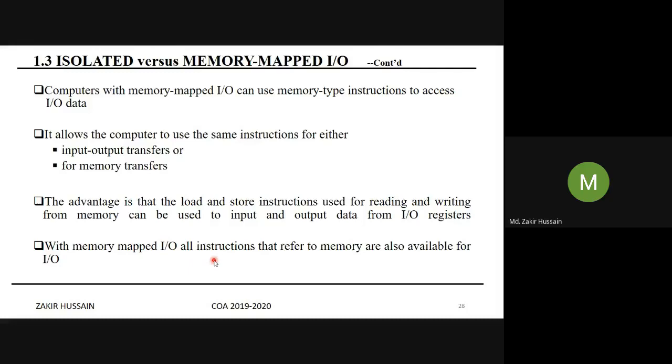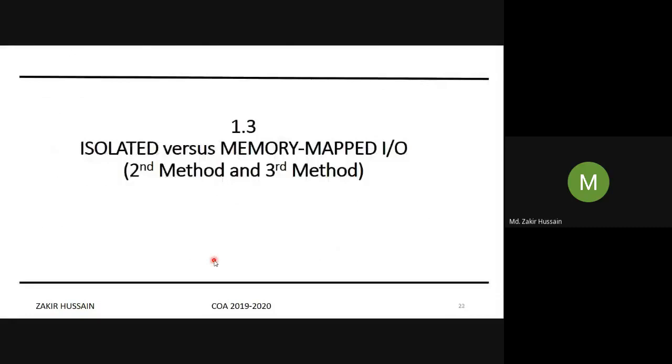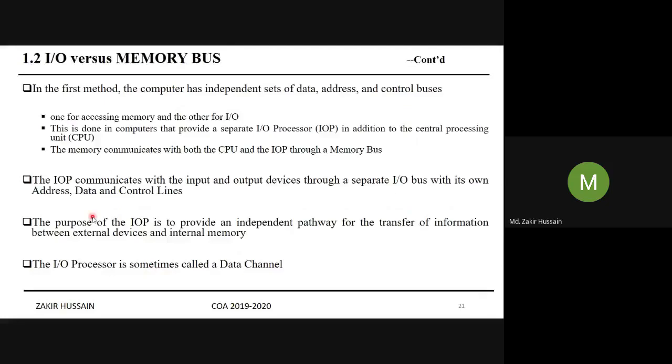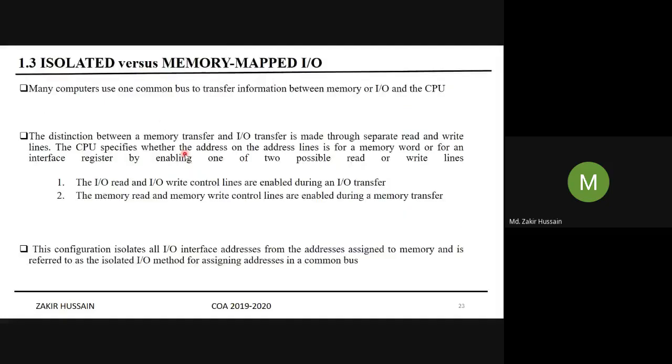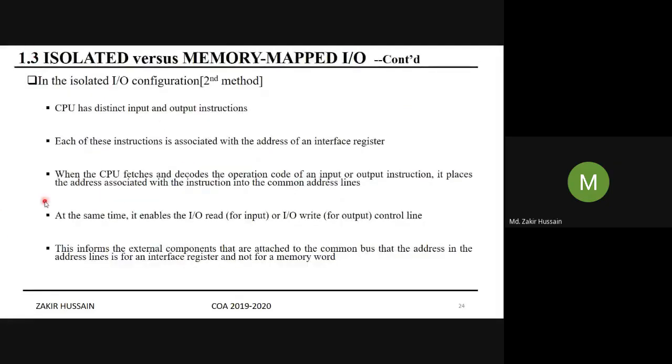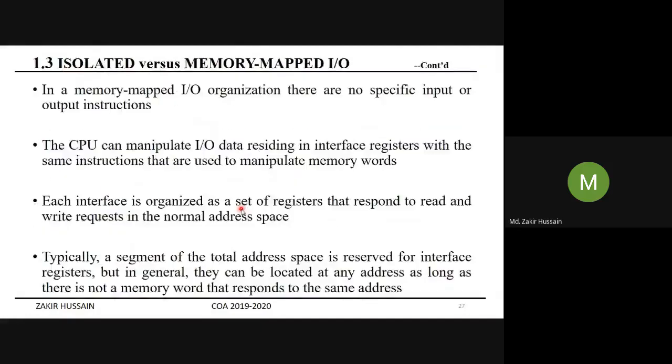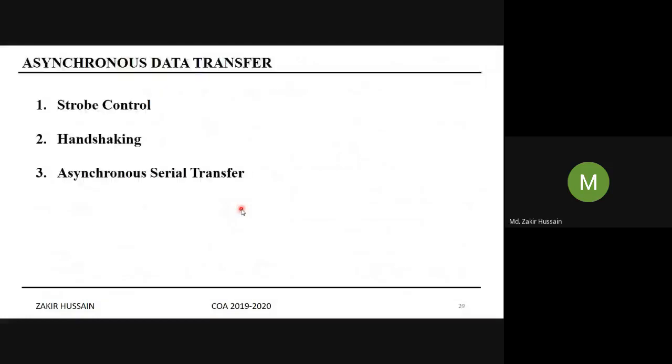So with this, we conclude that there are three ways that computer buses can be used to communicate with memory and I/O. These three are asked for 10 marks, sometimes for 7 marks, definitely. These slides I have shared; if you remember only these points and write that much, that is enough to bank the 10 marks, okay? Those slides I have shared are very important, okay? So that completes our discussion.